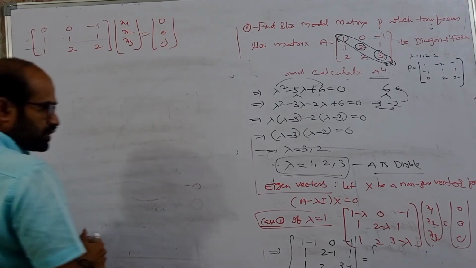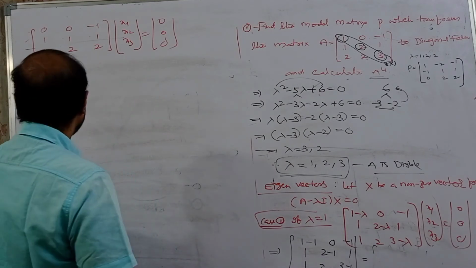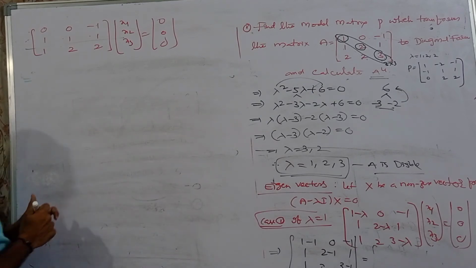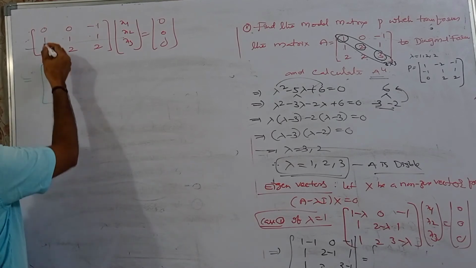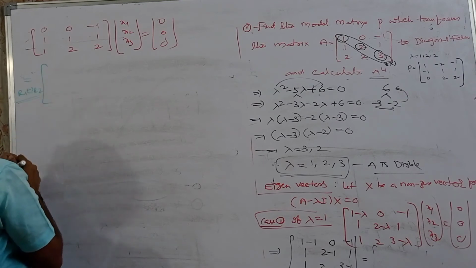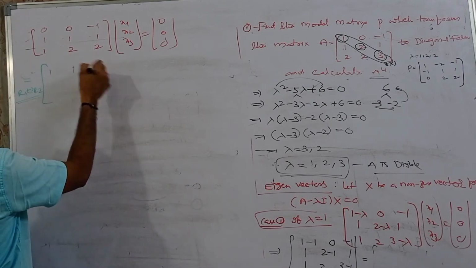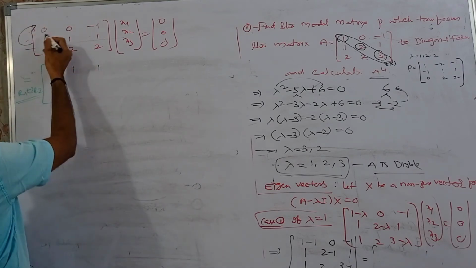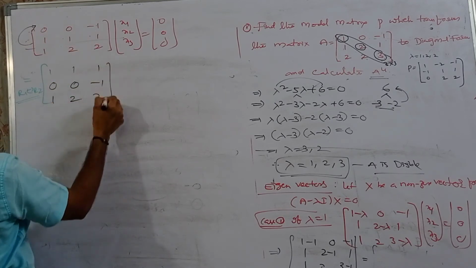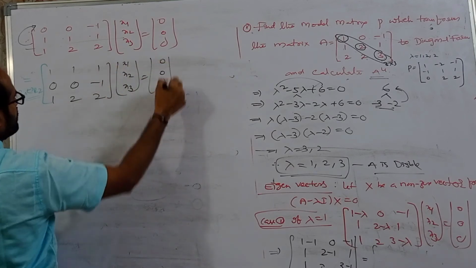Right. Now I want to change this into echelon form. For that purpose, I will interchange R1 and R2. Then what you will get: 1 1 1 as R1, and R2 row 0 0 minus 1, and 1 2 2 as it is, into x1, x2, x3, which is equal to 0 0 0.